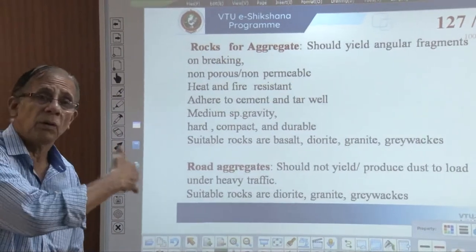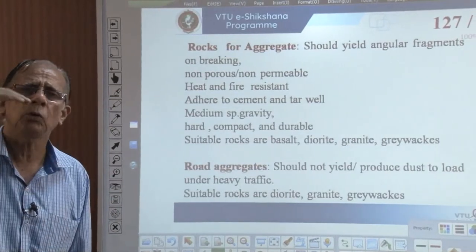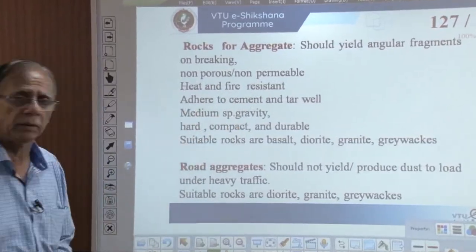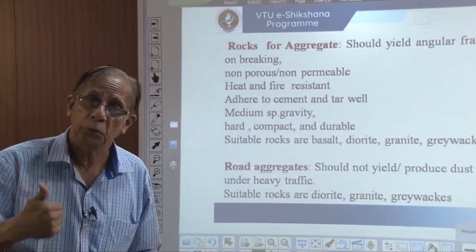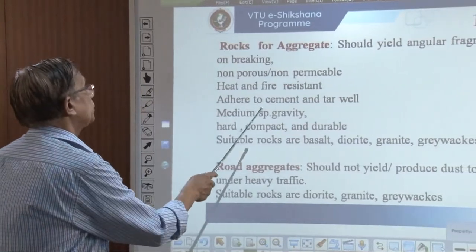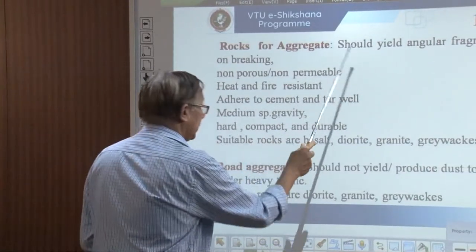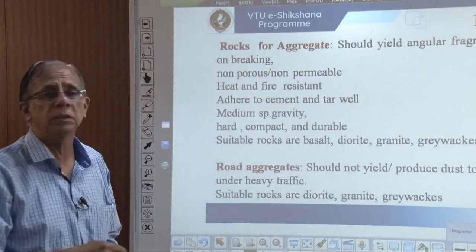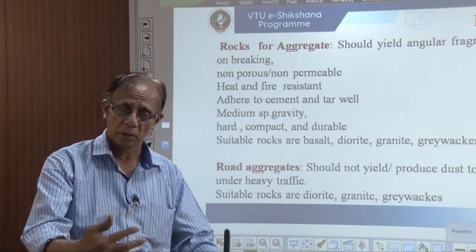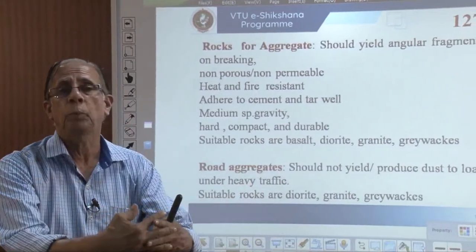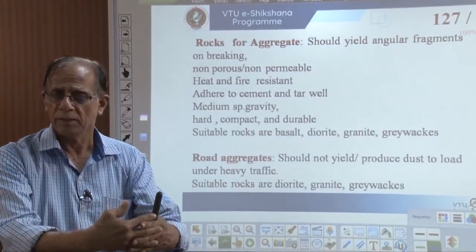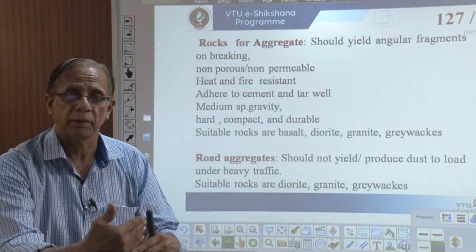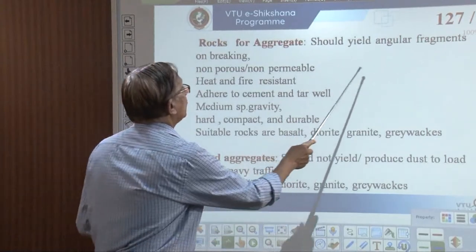But these are all generalizations, with no specific purpose. Suppose a rock is to be used for aggregate. Which rocks can I use, and why? The property I expect of a rock to be used as aggregate is that it should yield angular fragments on breaking. This is very important. When used in concrete work, it should be able to bind with sand and cement, and this binding happens better if the fragments are angular.